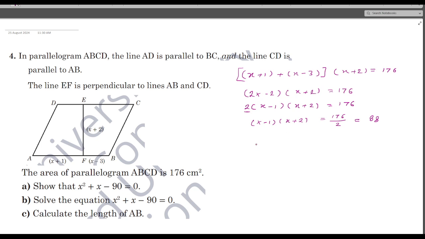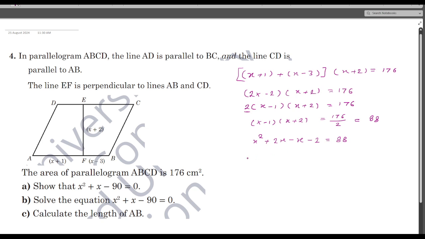Now x multiplied by x will give me x square. x multiplied by 2 will give me plus 2x. Minus 1 multiplied by x will give me minus x. And minus 1 multiplied by 2 will give me minus 2. And this is equal to 88.